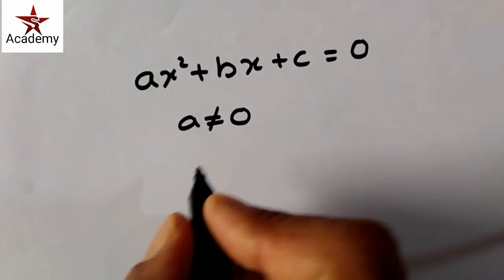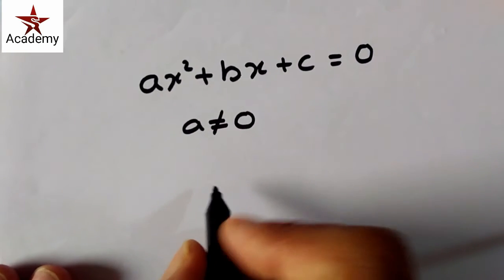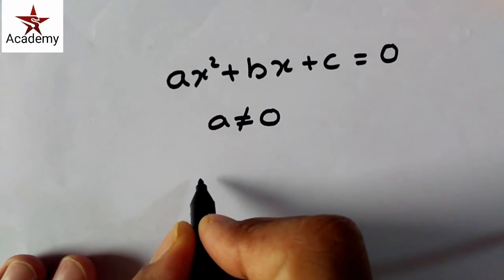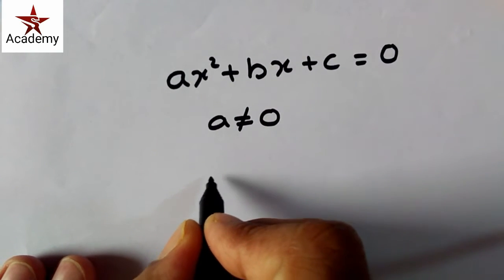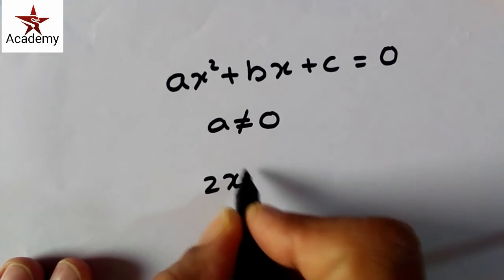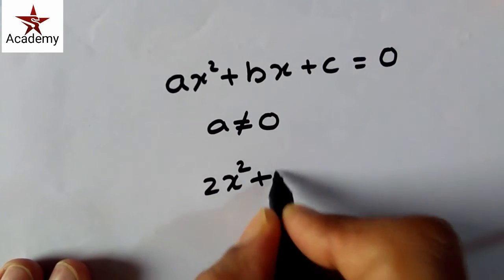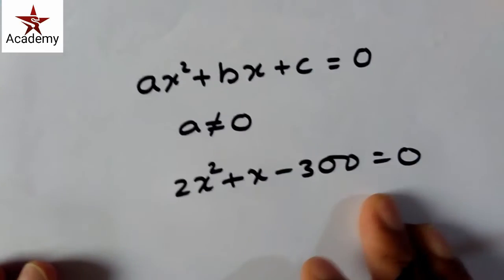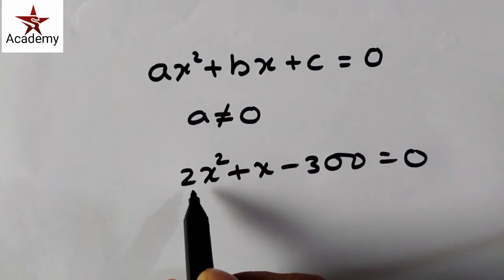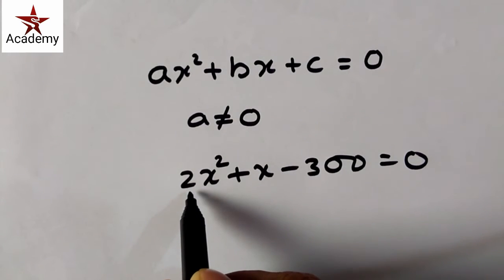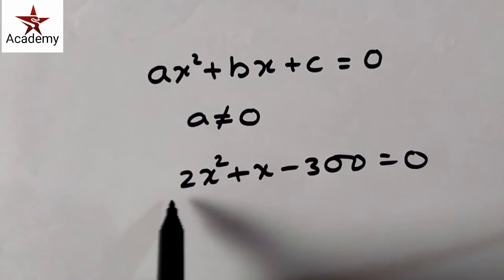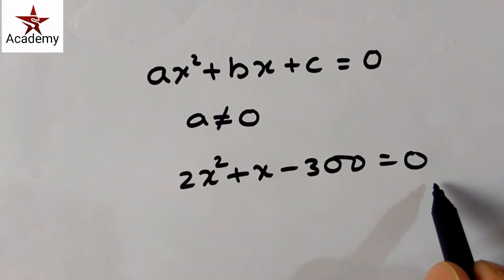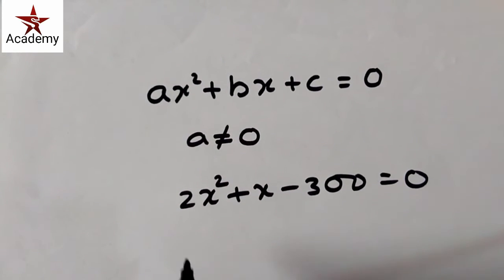I'll take an example. The earlier example of that rectangular hall: 2x square plus x minus 300 is equal to 0. This is also a quadratic equation. The coefficient a is equal to 2, it is not 0 here, so this is also a quadratic equation.